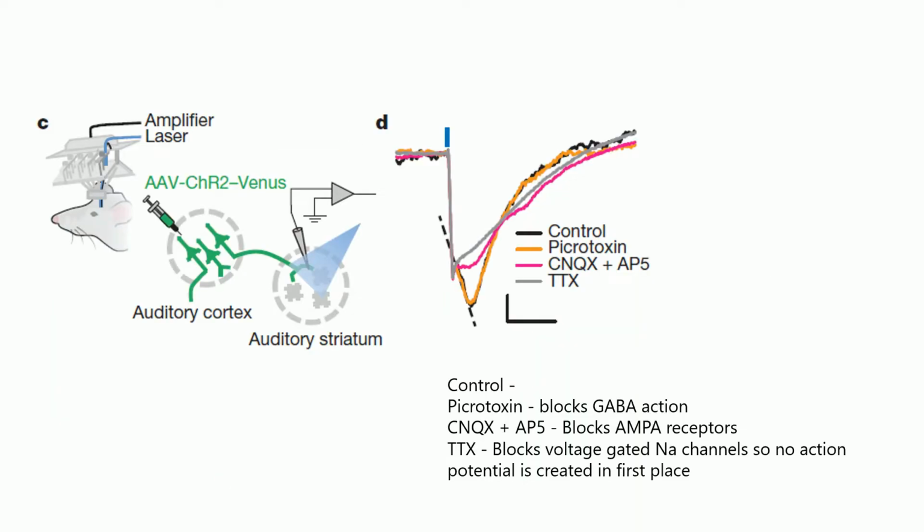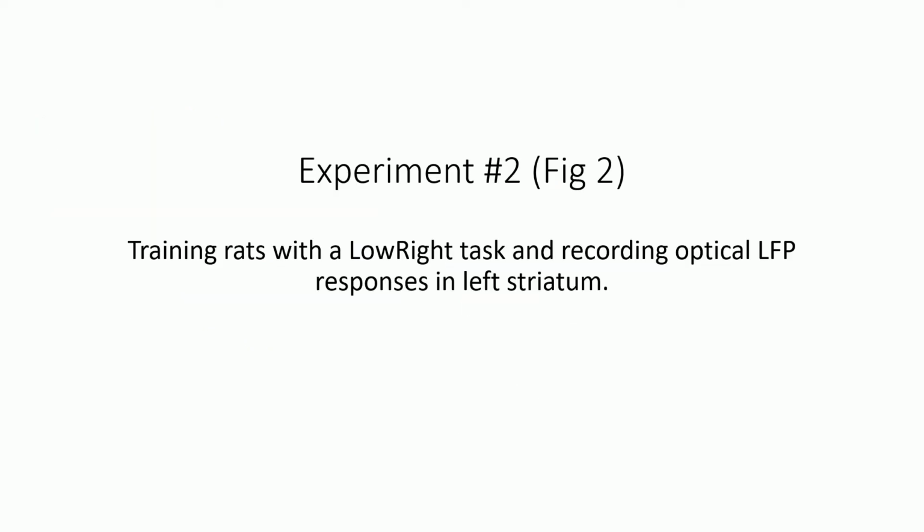The authors do a range of controls to verify this interpretation that I won't cover here, but these controls include measuring the effect after applying chemical blockers and after changing ionic concentration ratios. Having developed this method to record corticostriatal synaptic strength in vivo, the authors then trained rats in a low right task and recorded optical local field potential responses in the left striatum.